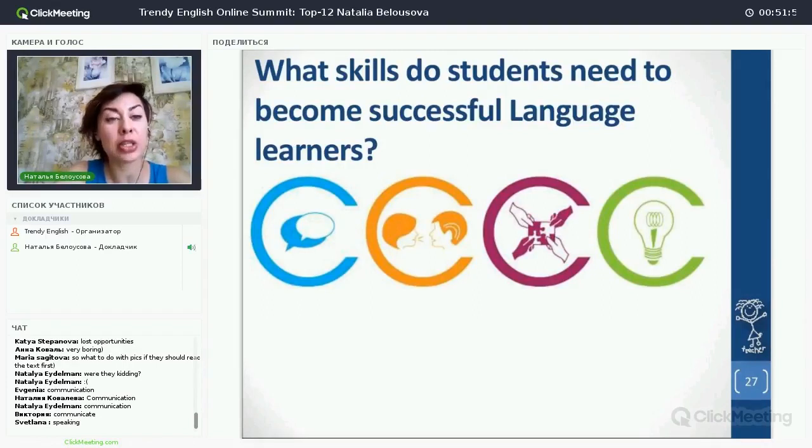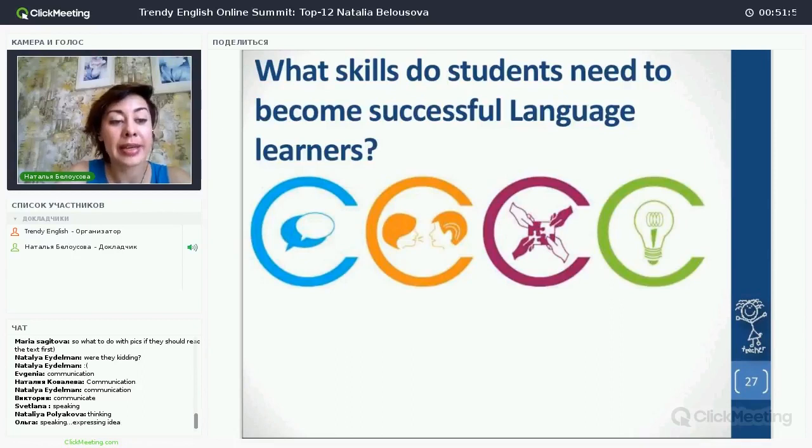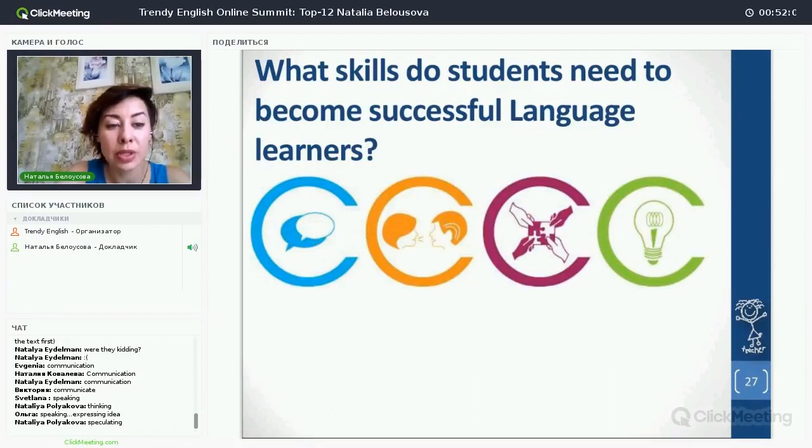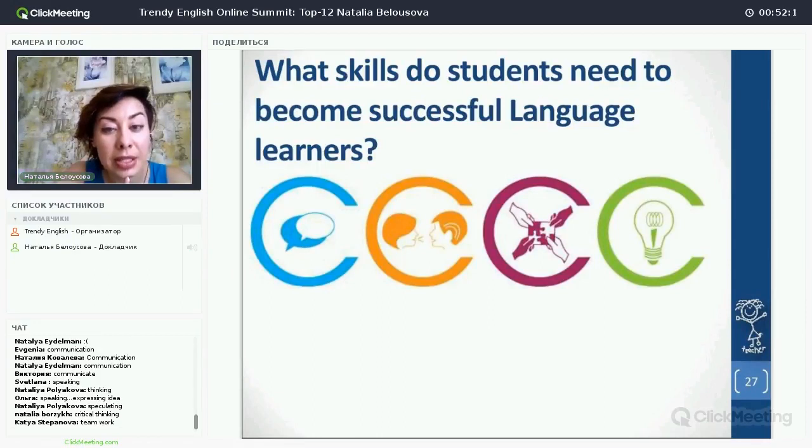Well, speaking is part of communication, isn't it? It's one way of communicating with people. Yeah, thinking, expressing ideas. What else? How about the other two? So we have something about thinking, speculating, and communication. How about the purple one and the green one? What do you think? What are they? Teamwork. Very good.